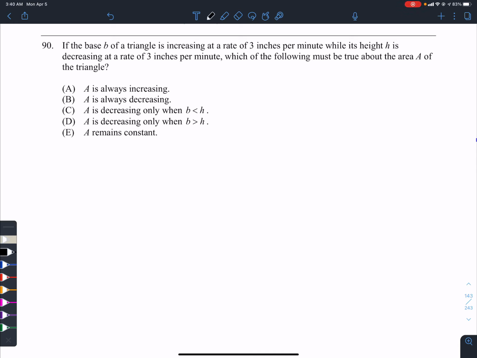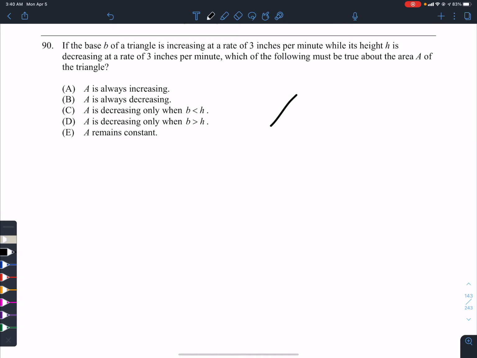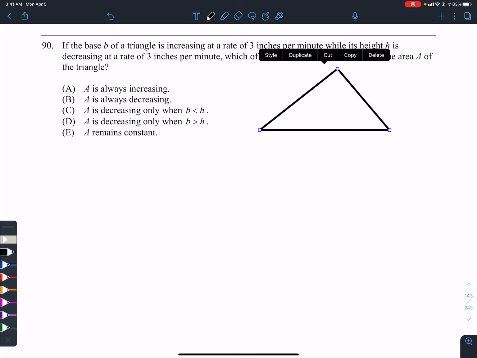1998, number 90. So if the base B of a triangle, so I need to draw a triangle. Let's try this, draw a triangle. Try that again. Okay, so we know the triangle has a base of B. And what's happening to B?